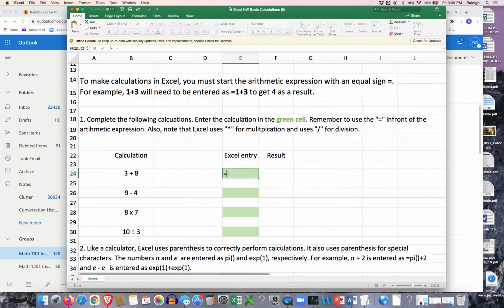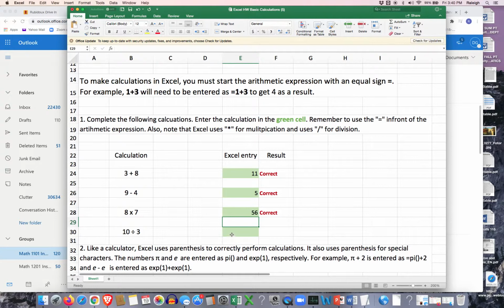If we type in equals 3 plus 8 and hit return, it gets you an 11. It even says it's correct. Let's go down to this green bar here and type in equals 9 minus 4, hit return. It's a 5. Now we can type in equals 8 asterisk 7. Asterisk is the multiplication. They put an X there. That is not the Excel way of doing it. Hit return. 56 is correct.